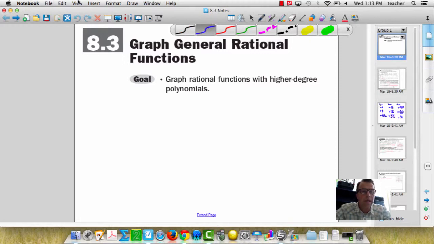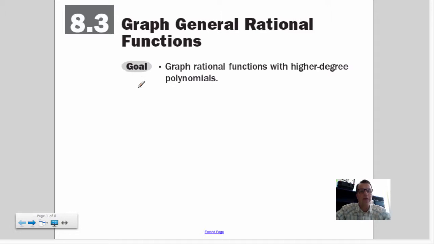All right, here we are, section 8.3, and it is titled Graph General Rational Functions, and it basically should maybe instead of general say all possible types of rational functions, and there are so many.